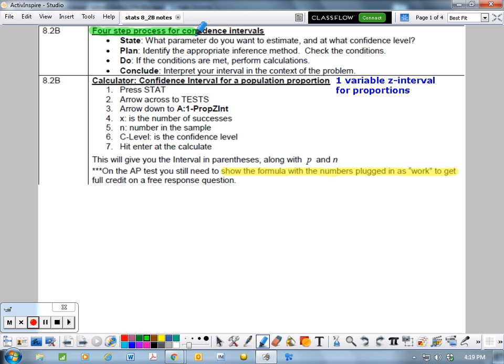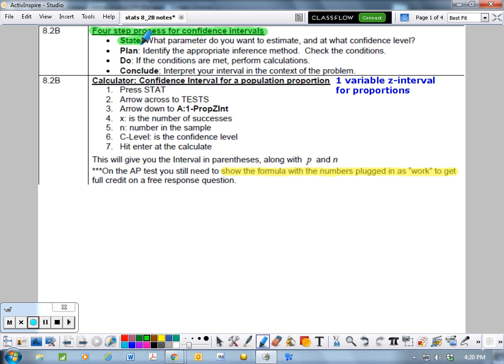So our four-step process consists of stating what's going on. So what parameter do you want to estimate and what confidence level? So we're going to estimate the proportion of students who want to go to prom with 90% confidence. That way, when you interpret later on, you know exactly the words you want to use for interpretation before you get bogged down in all the mess.